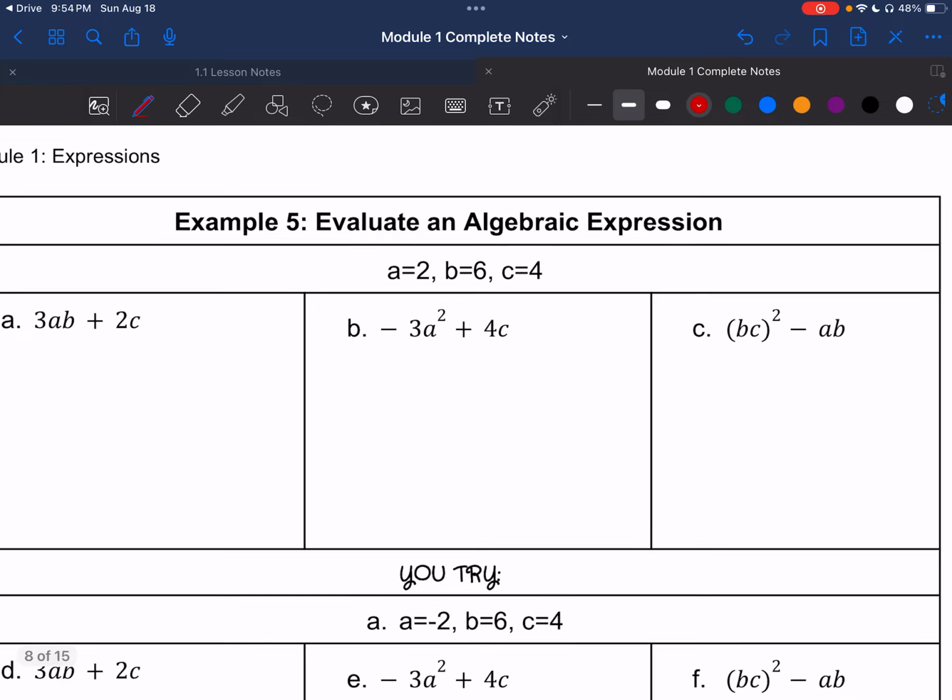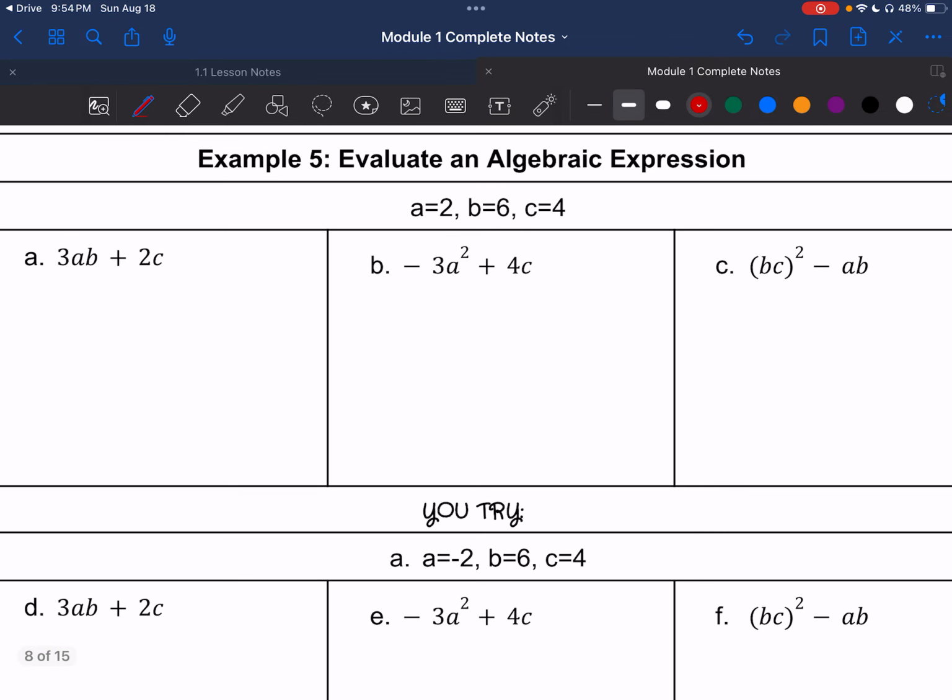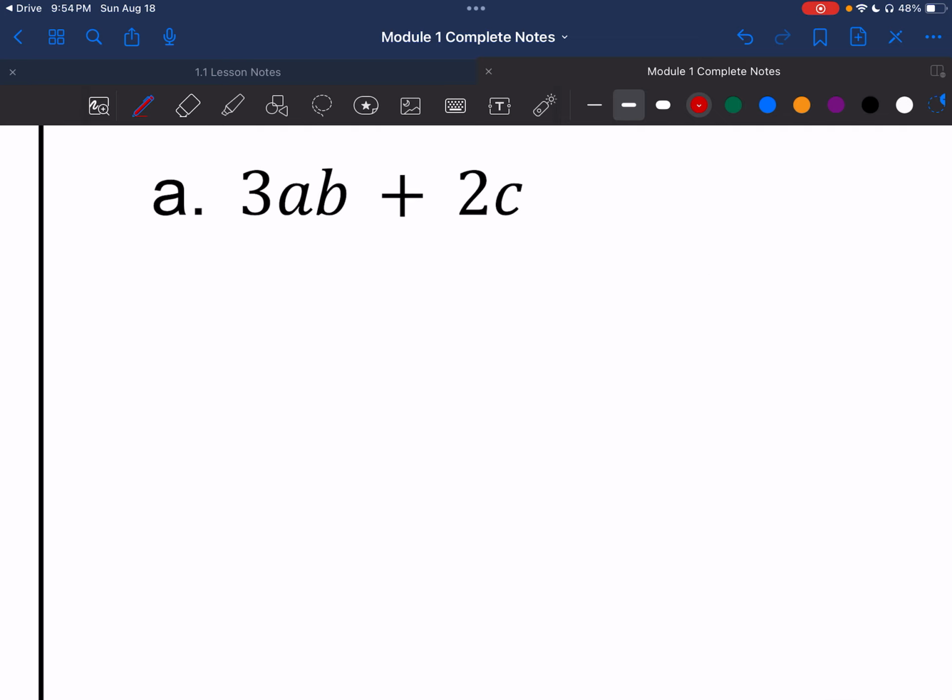All right. Example 5, evaluate an algebraic expression. So we are going to use the values of A is equal to 2, B is equal to 6, and C is equal to 4. We are going to substitute those values in for A, B, and C in these various expressions, and then we're going to evaluate. We are going to find what that is equal to. We are going to simplify. So let's look at letter A. We're substituting in our values. So we have 3 times, letter A is 2.